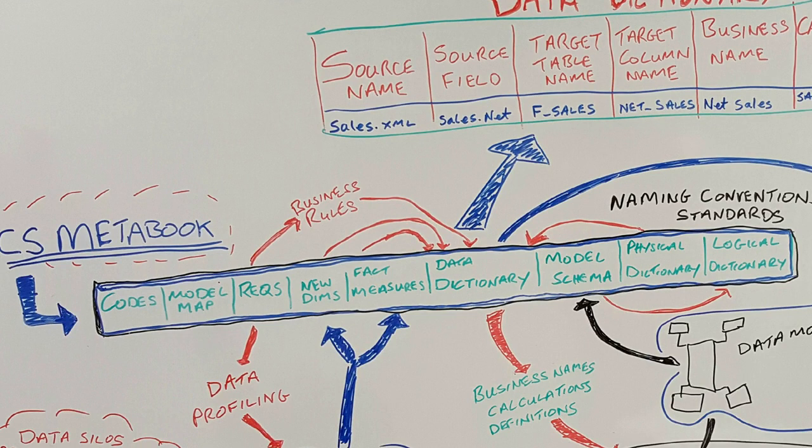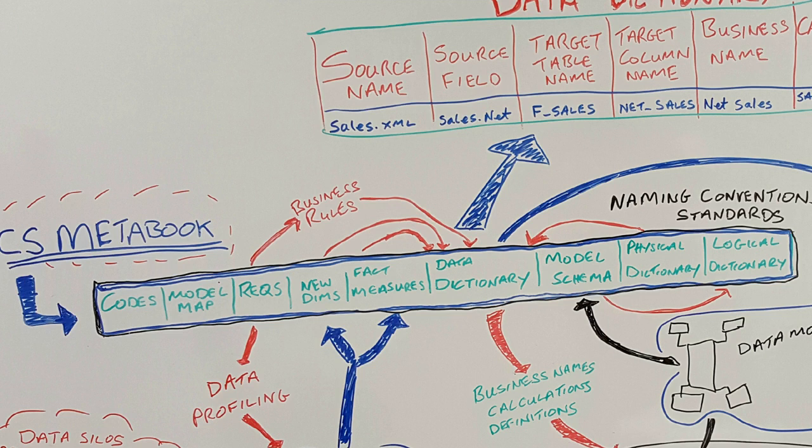In order to control the metadata, because BI systems and data warehouses can become very complex, we use something that we call a metabook. Now, there's a whole video on the metabook. But basically, the metabook contains all types of metadata about a data element.